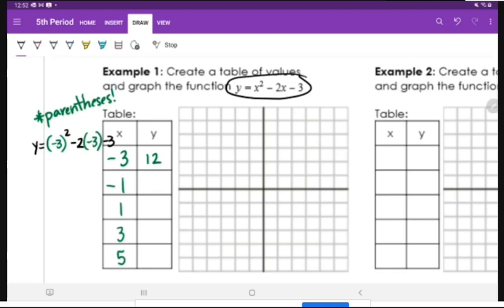Now let's plug in -1. So first we'll write it out. y equals (-1) squared minus 2 times (-1) minus 3. And we get to practice using our calculator again. When we plug in -1, we should get 0 as our y value. This point will fit on our graph. So I'm going to plot the point (-1, 0).